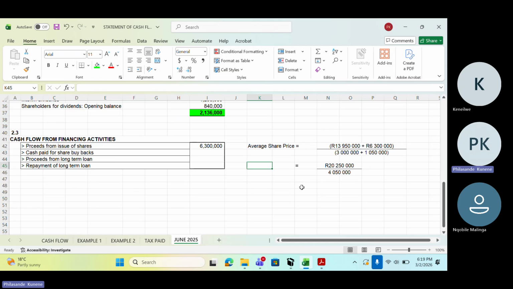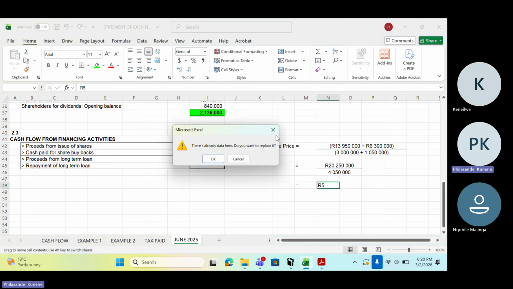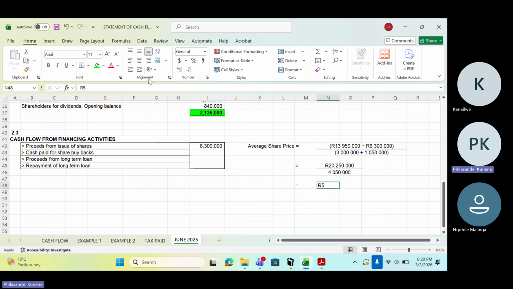Okay, so how much is the average price? R5. We're getting 5 rands. So this is the 5 rands average price.